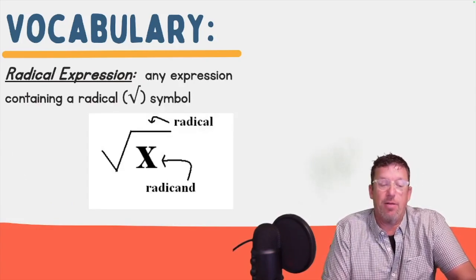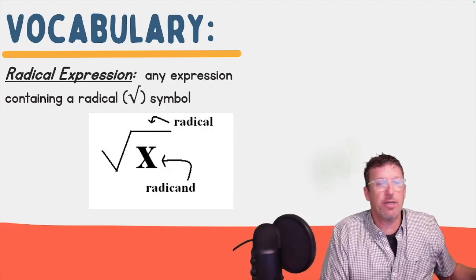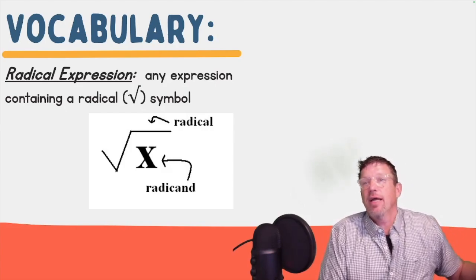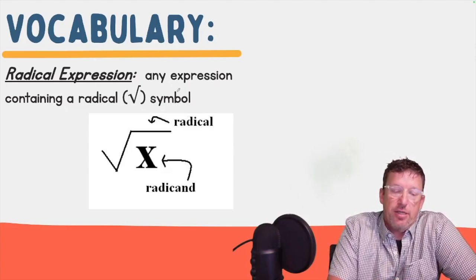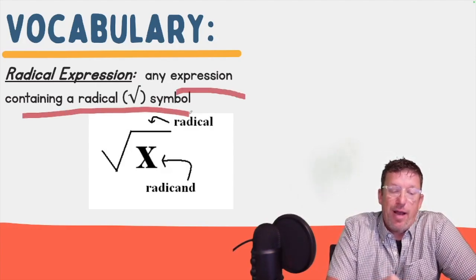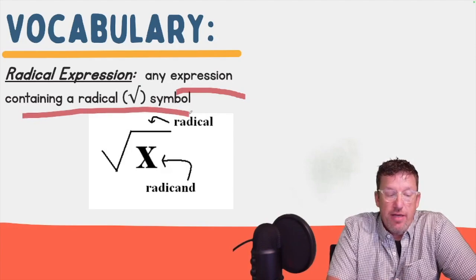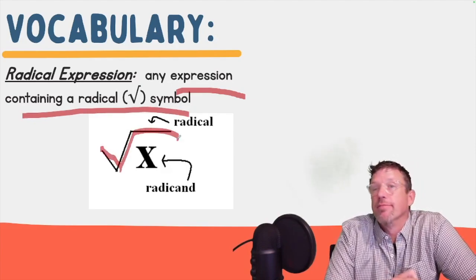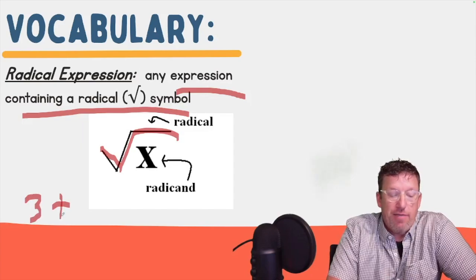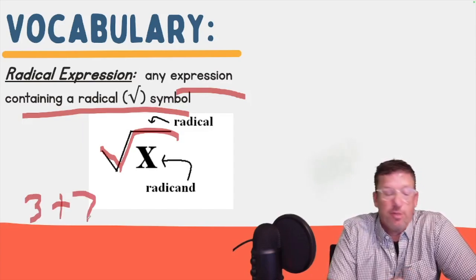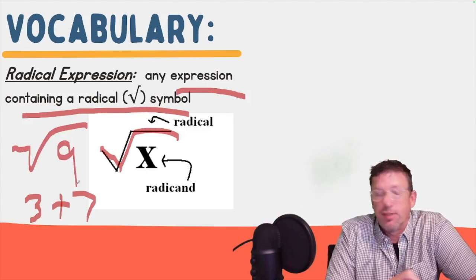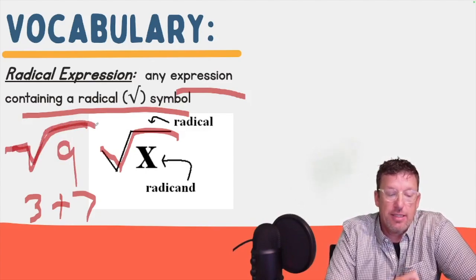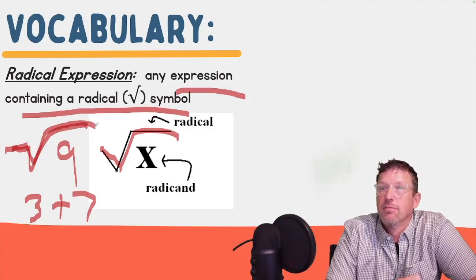Now let's look at radical expression as our next vocabulary word. A radical expression is any expression that contains a radical symbol. And this is a radical symbol. That's all it is. So if we had 3 plus 7, that's an expression. But if we had the square root of 9, that's a radical expression because it's using this symbol. Make sense? That was pretty simple.